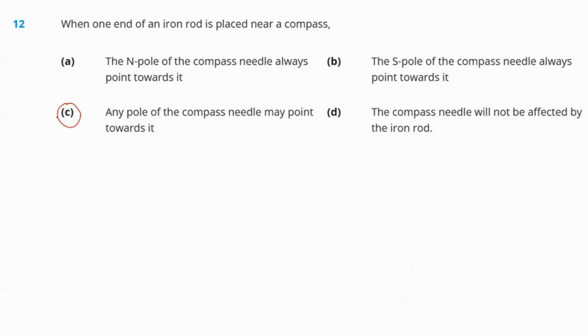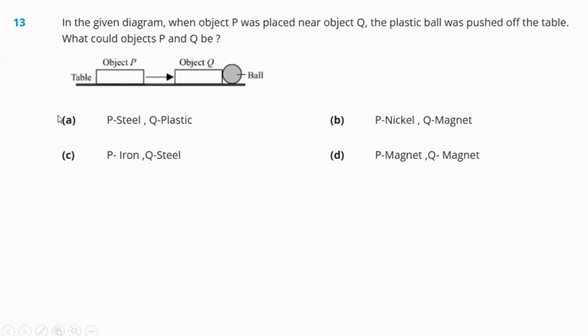Question number 13. Question number 13 says, in the given diagram, when object P was placed near Q, what did they do? They pushed the ball off the table. Now we need to find out which could be these objects, right? So they are saying in option A, steel and plastic, nickel and magnet, iron and steel, magnet and magnet.